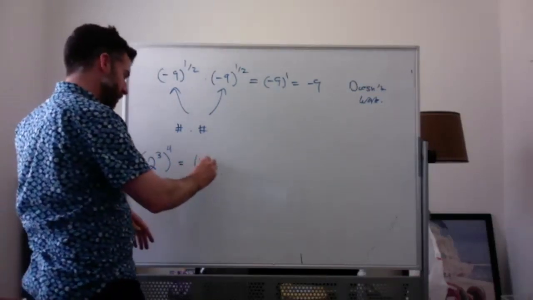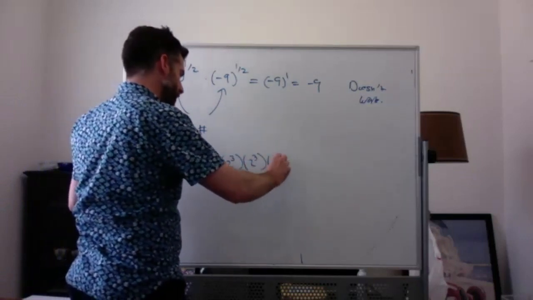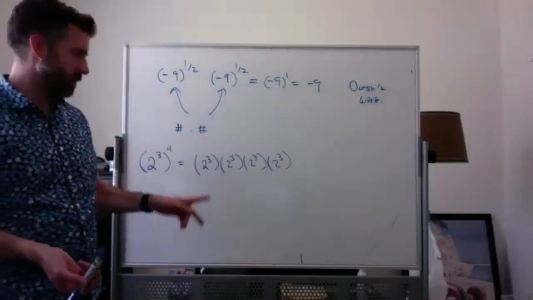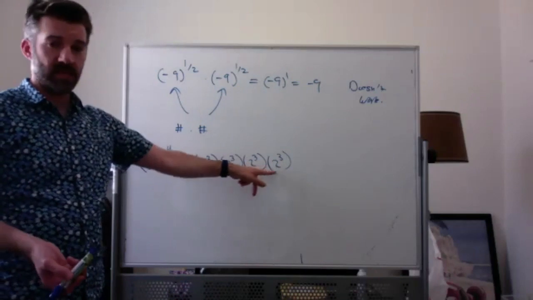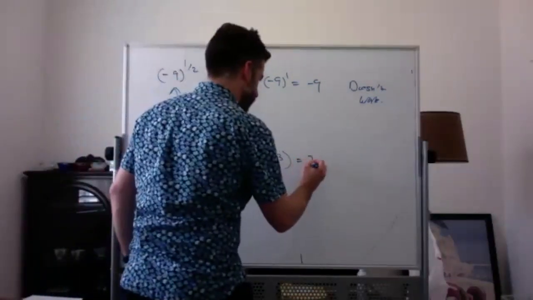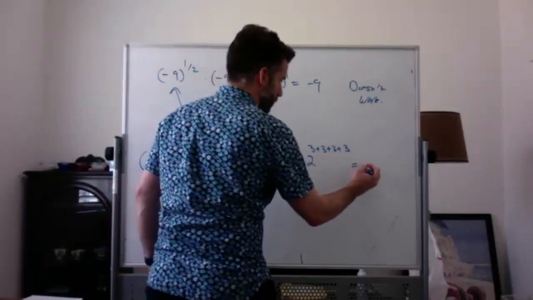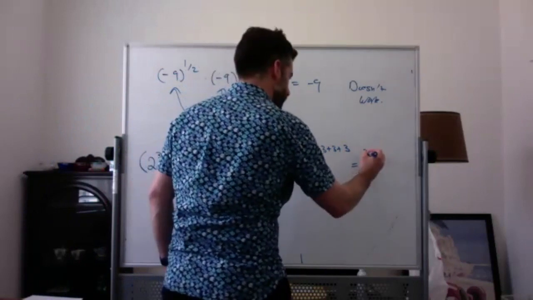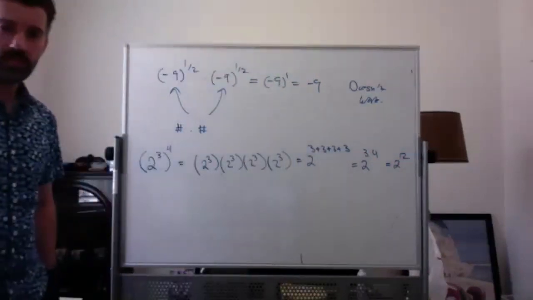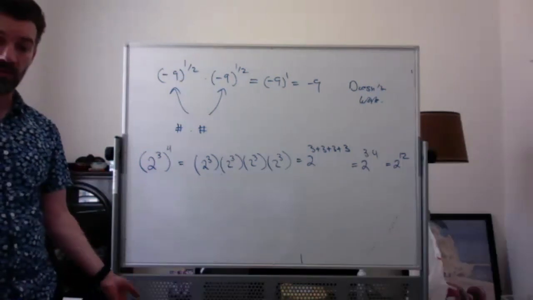So I've got 2 to the 3rd times 2 to the 3rd times 2 to the 3rd times 2 to the 3rd. And at this point, I could use the additive law of exponents: when you multiply things that have the same base together, we just add up the powers. So that's 2 to the 3 plus 3 plus 3 plus 3, which is really 2 to the 3 times 4, which is 2 to the 12th. So when you have a power to a power, we multiply the powers.